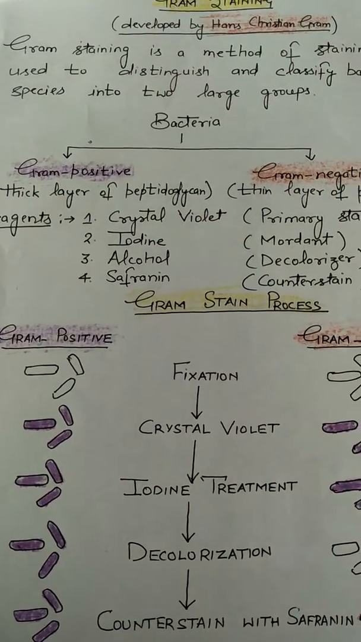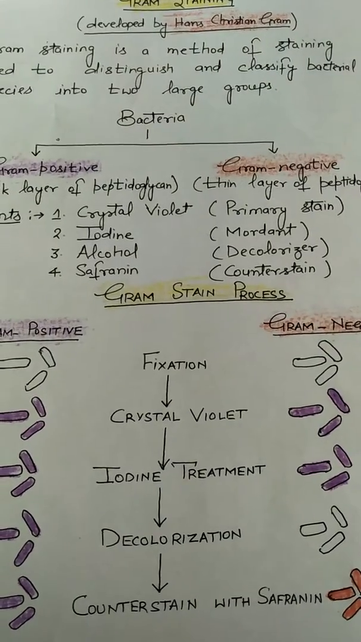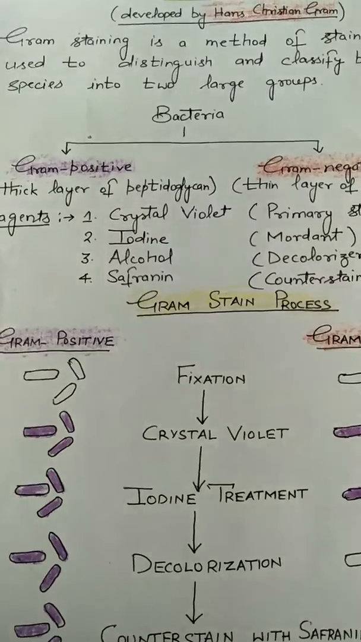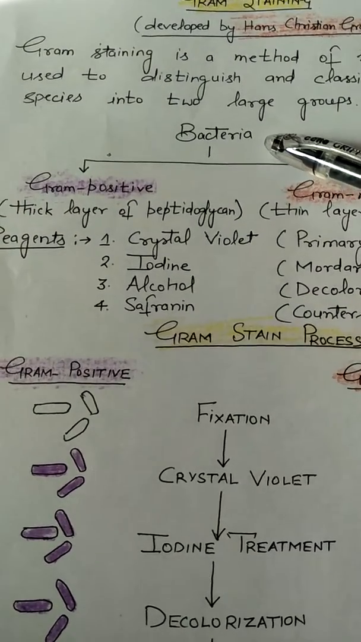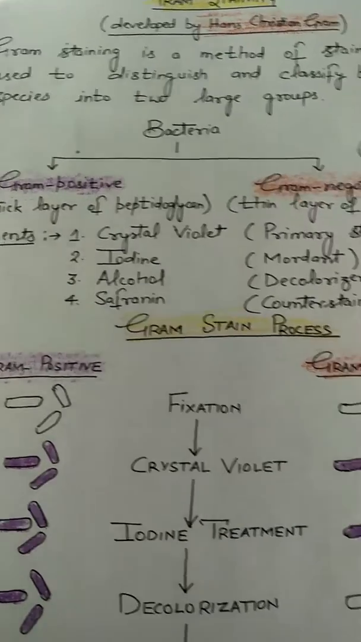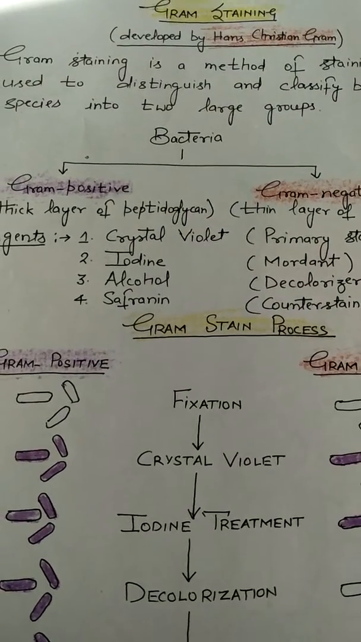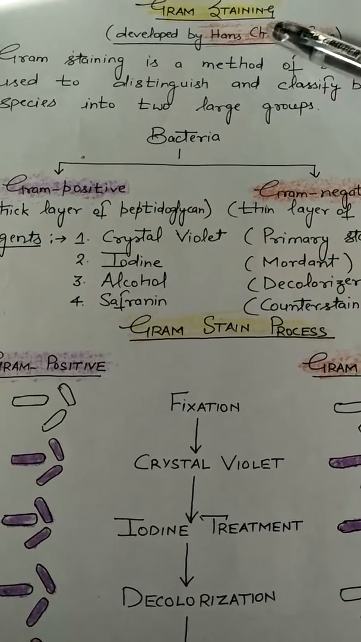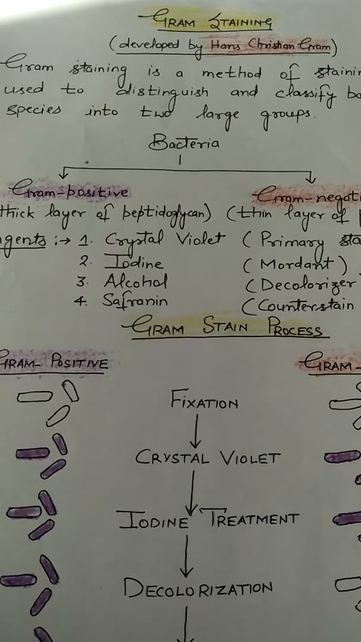So gram staining is a method of staining used to distinguish and classify bacterial species into two large groups. You can see here that bacteria can be categorized into two large groups, that is gram positive bacteria and gram negative bacteria. The name comes from Danish bacteriologist Hans Christian Gram, who developed this technique.